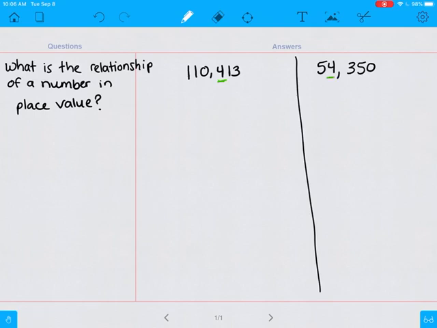So what we're going to do is we're going to look at those two numbers. I want you to think about what the values of these 4s are. So take a second and think about what is the value of this 4, what is the value of this 4 for that number. And actually compare them. How are they different? How are they the same?